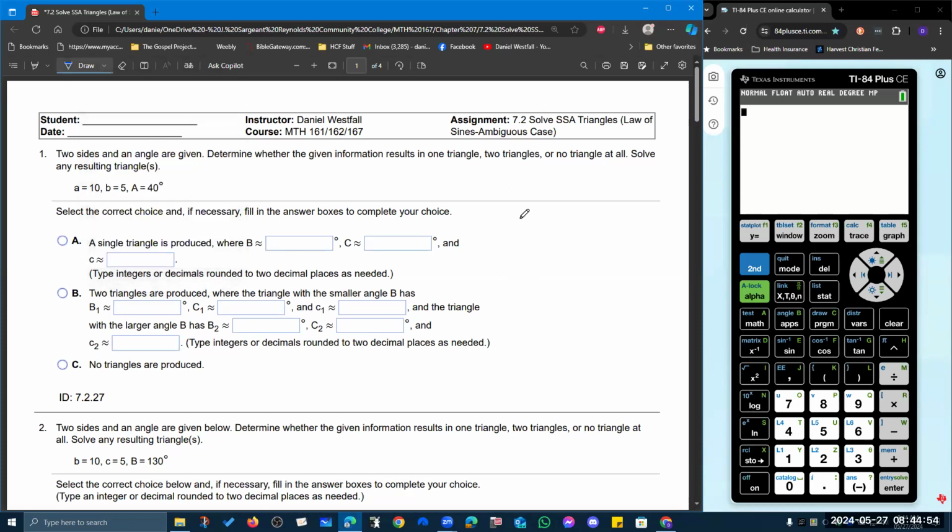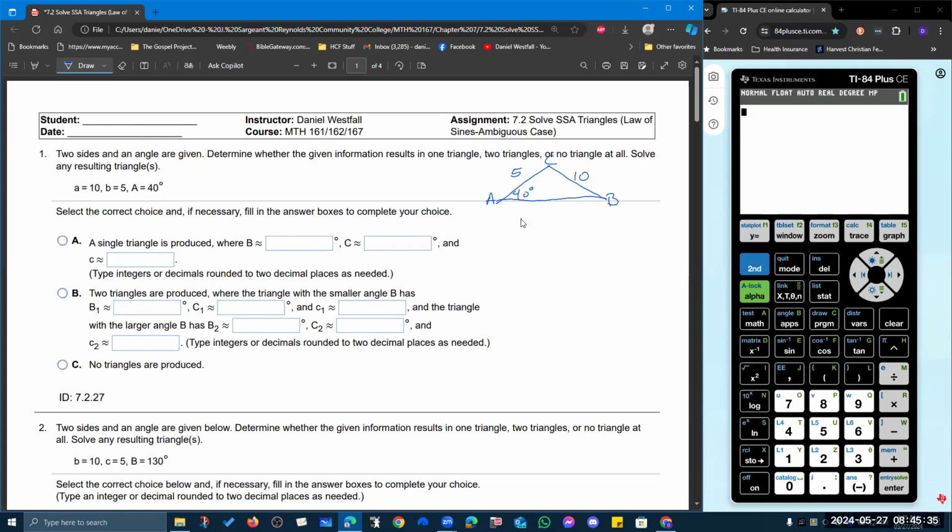We're given a side of 10 for A, a side of 5 for B, and an angle of 40 for A. It's very important that whatever angle they give you goes in the bottom left-hand corner of the triangle that you draw, and the side across from it goes right across from it. So 40 degrees goes down here, and 10 goes over here, and then the other side that they give you goes in this position, meaning this is A and this is B and this has to be C in this triangle.